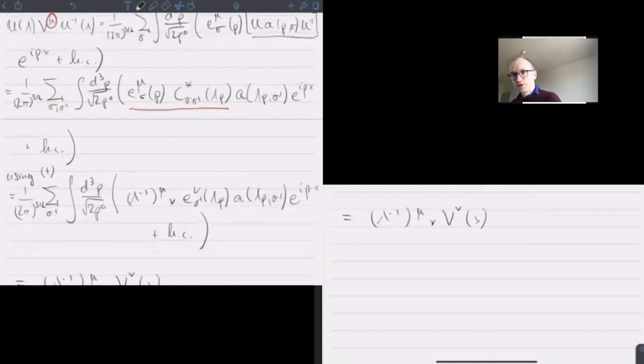Okay, so all that song and dance, basically, for the completely obvious conclusion, one might think, that the massive vector field operator transforms as a Lorentz vector.